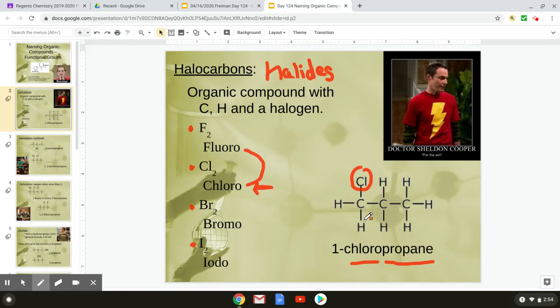And we have to name which carbon the chlorine is on, because it could be on the first carbon, the second carbon, or the third, which would become the first again, because it could go first, second, third. So you can have chlorine on the first carbon, or it could be here on the second carbon. This is 1-chloropropane because it's on the first carbon. If we move it to the second carbon, you now have an isomer of chloropropane, and you would have 2-chloropropane.